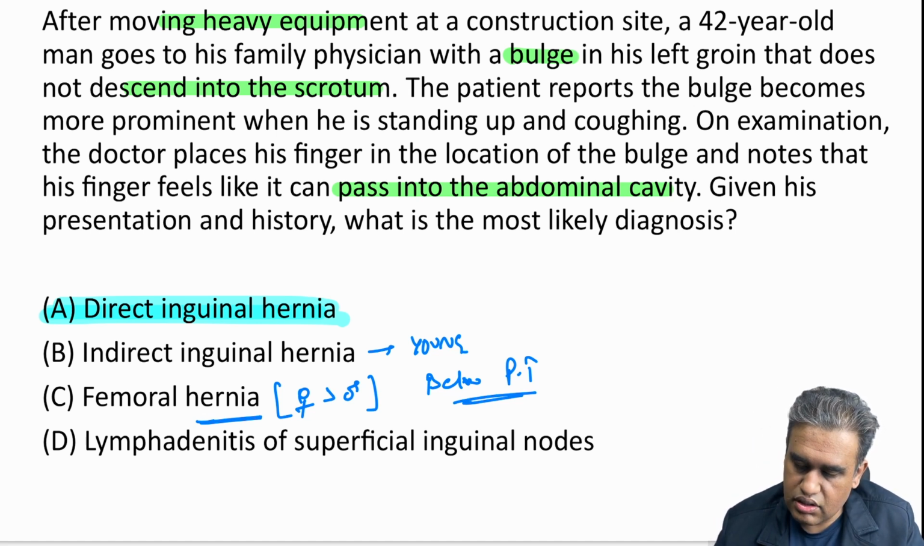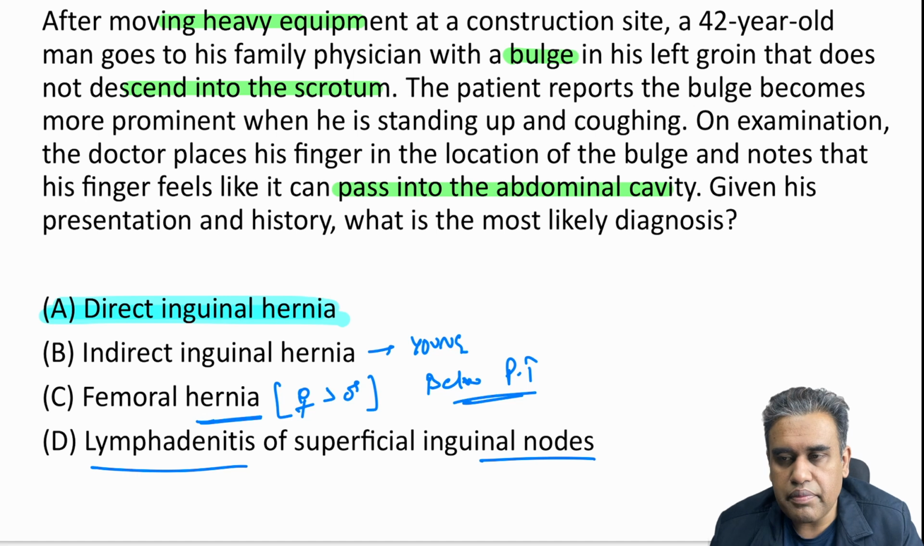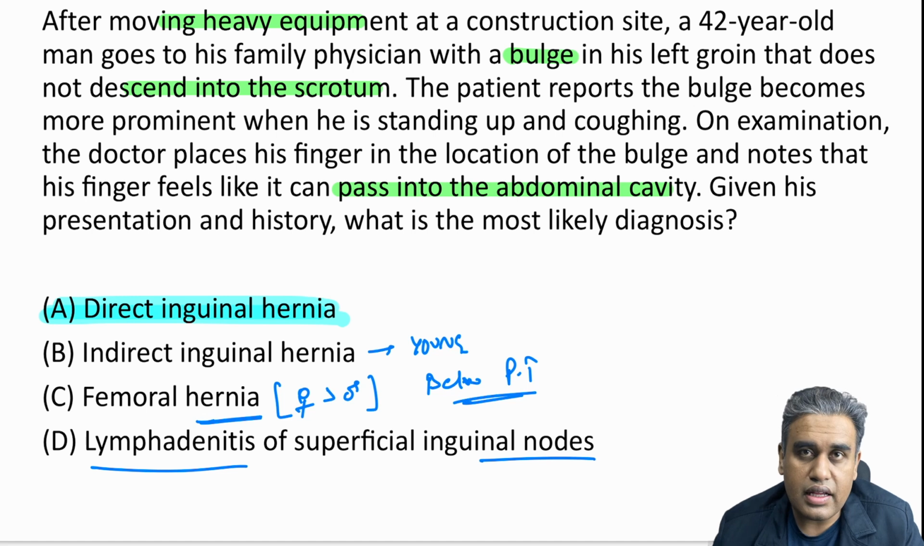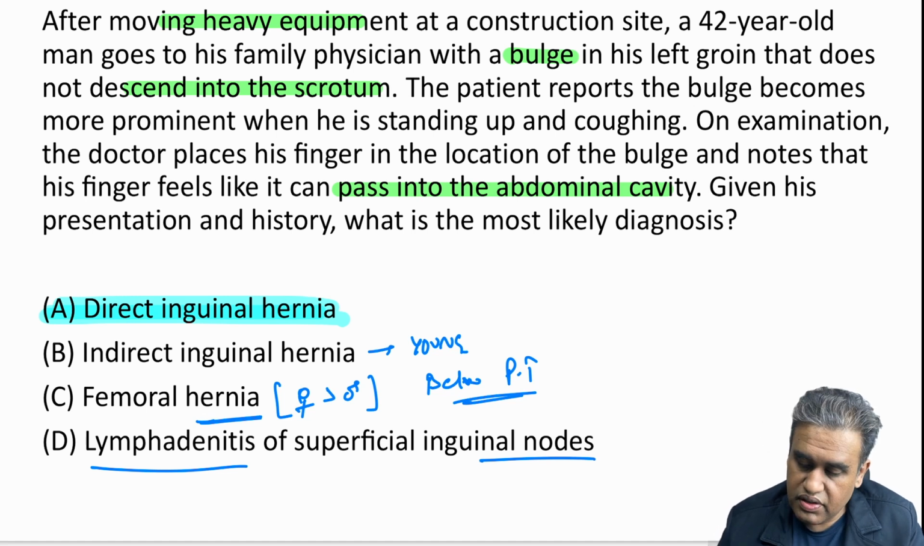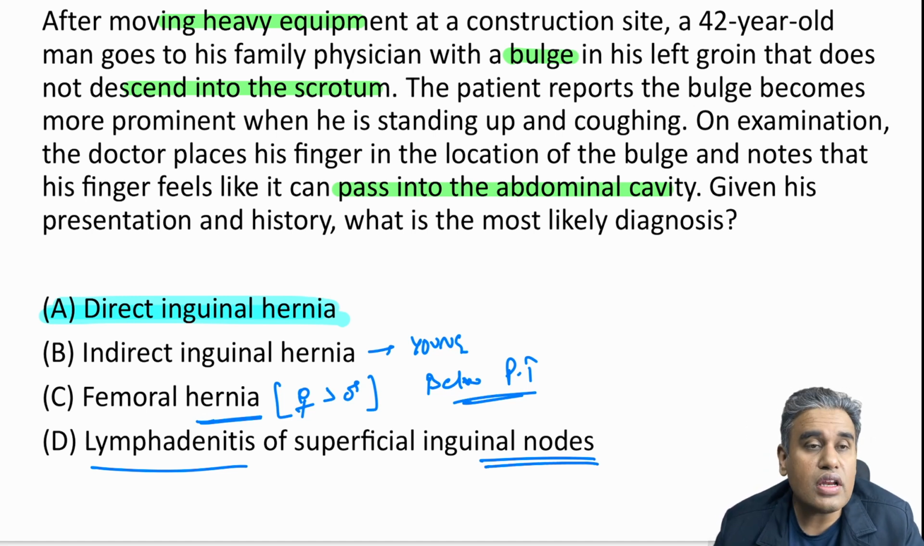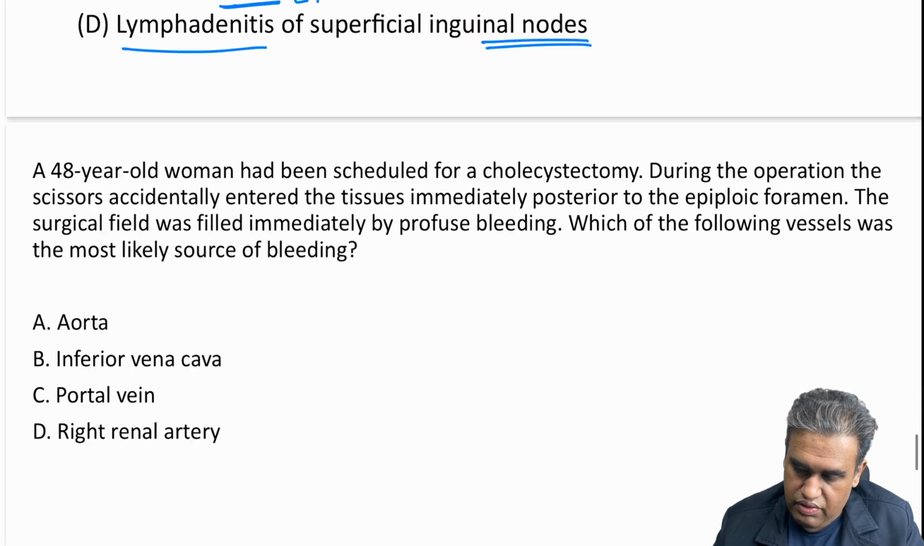Lymphadenitis of superficial nodes. Now this lymphadenitis is actually inflammation of the lymph nodes. It can be present as a bulge, but it won't be increasing on standing or coughing. It won't have a typical history like this. It could be from inflammation anywhere in the abdominal wall below the umbilicus. So inflammation anywhere in the abdominal wall below the umbilicus could lead to superficial inguinal lymphadenopathy, or in the lower limb as well. Right, so remember that. So this is how we can rule out and come to option A. Fair enough. Let's see the next one.